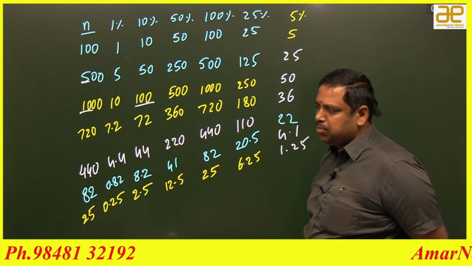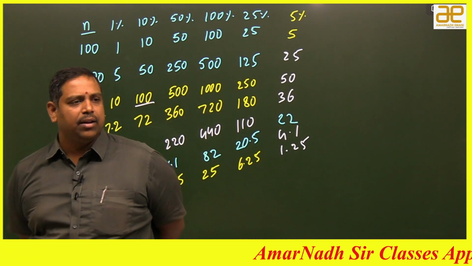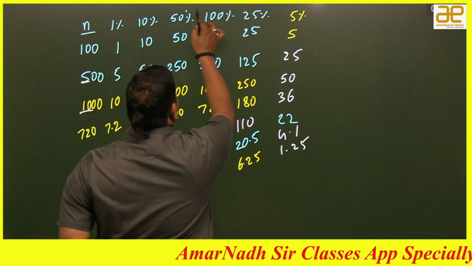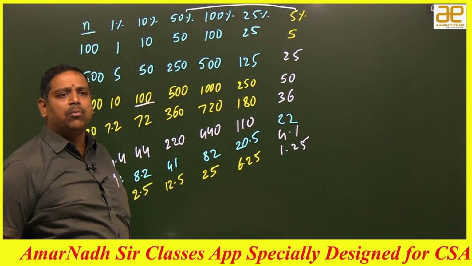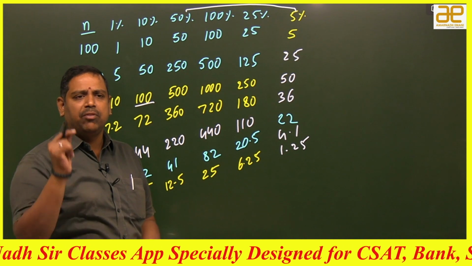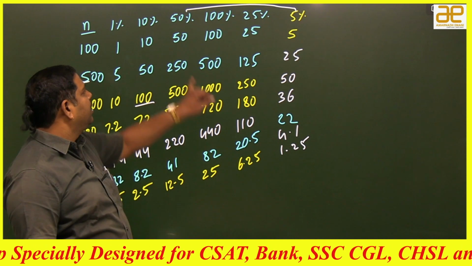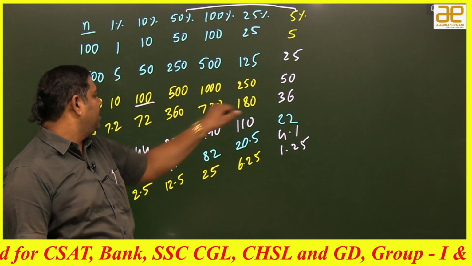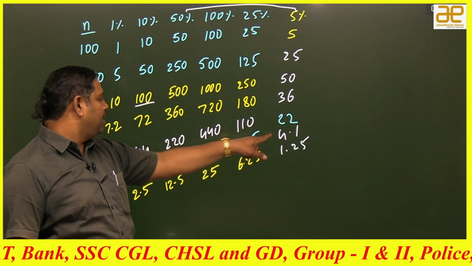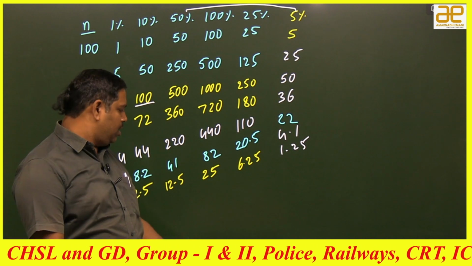5% we can calculate in two ways. Number one is 10% by 2. Number two is calculate 50% first. From 50% to 5% is just removing one 0, right? Or removing one 0 if there is a 0, else keep one decimal, because removing 0 means dividing by 10. So 50 by 10, 250 by 10, 500 by 10, 360 by 10, 220 by 10, 41 by 10. So 12.5 by 10. Is it correct or no? Anyone, you can follow.